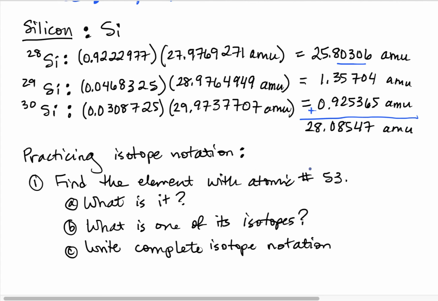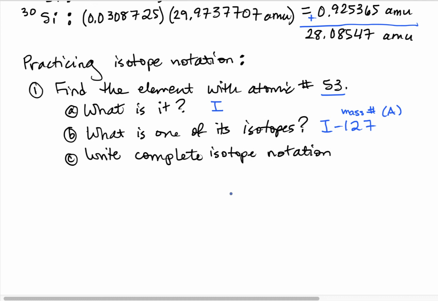Okay, hopefully you found that element number 53 is iodine, and it only has one isotope, which is isotope 127. This is another way of writing an isotope notation. It's not the complete isotope, it's just the elemental symbol with a dash and then the mass number. So the complete isotope notation for this isotope would be I-127-53.